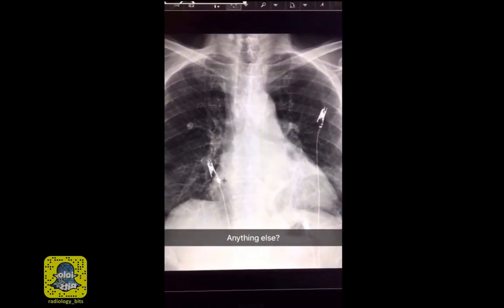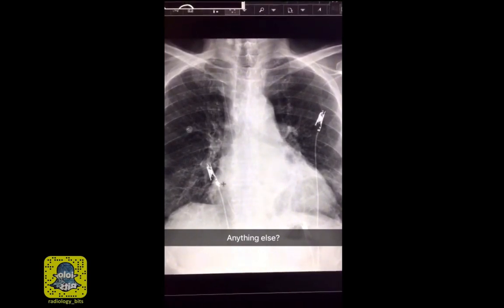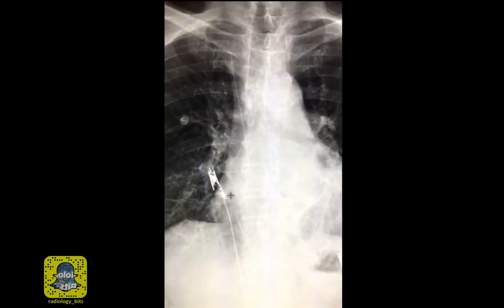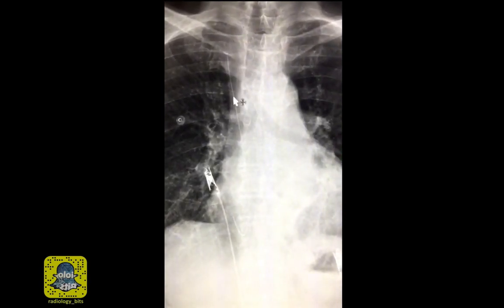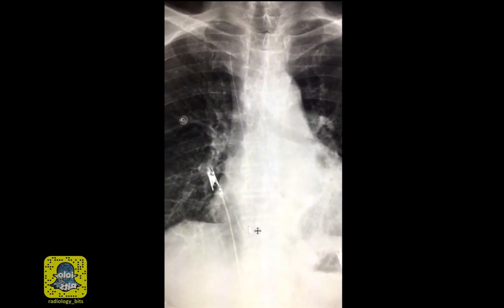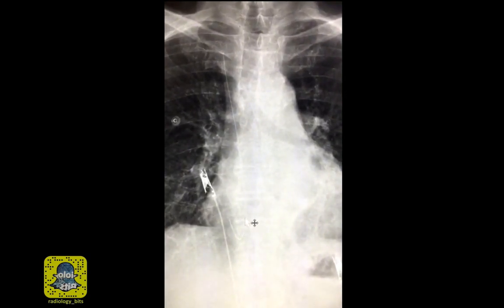Now that's all good and fine, and that's not what I'm showing you the case for. Have you noticed something else? Now looking carefully, you'll see that there is this dense line here that we have to explain. The density of the line is very high, suggesting radiopaque material that could be metallic.